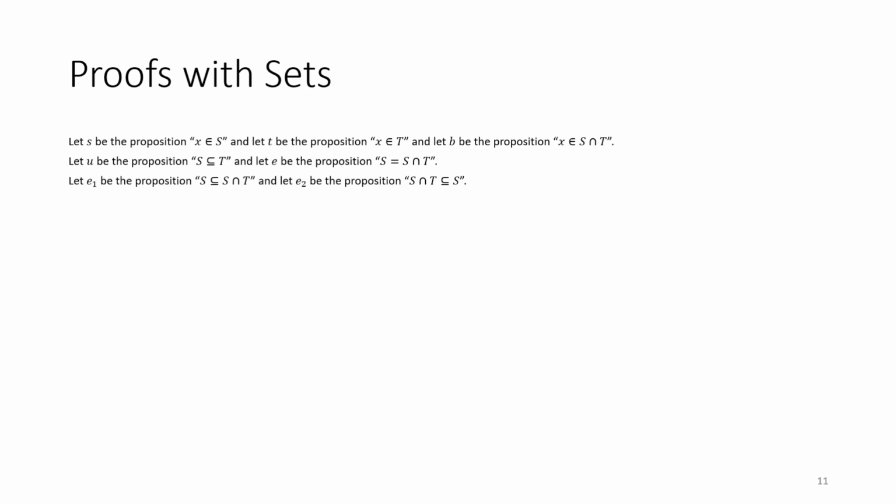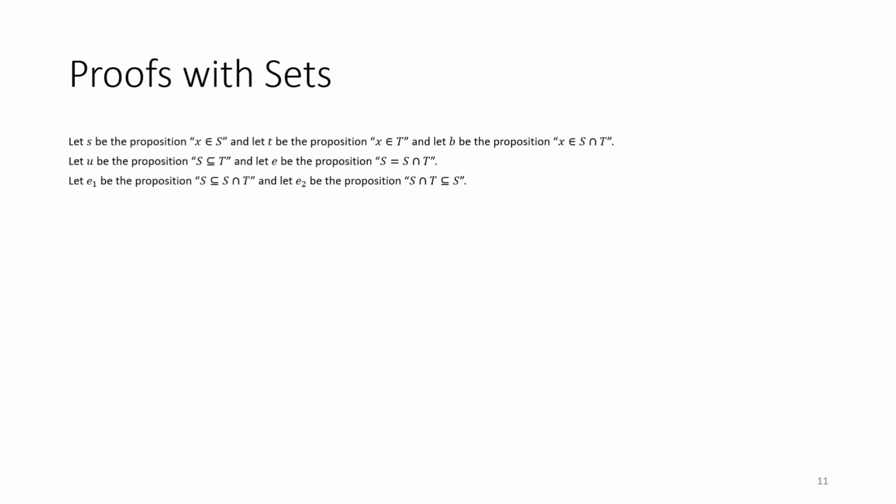So to get us started, I've decided to set ourselves up with the following sets of propositions. This is a little bit more in depth than the last one we did in the last video, so we have more propositions here. So let's take a look. We've got two simple ones to start off. S, I'm going to call X is in S. T is going to be X is in T. I'm going to let B be the proposition X is in S intersect T. So we need that one as well.